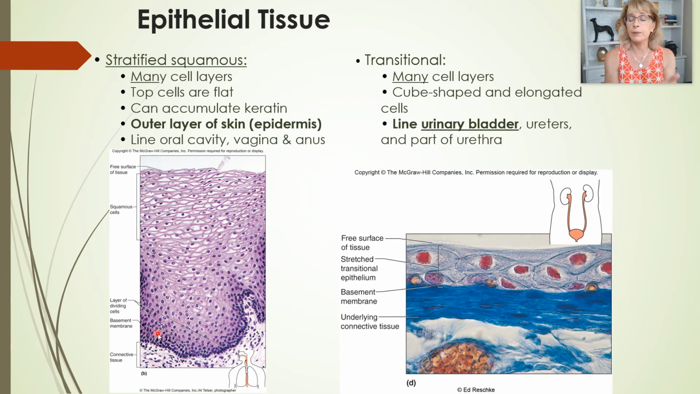Stratified squamous epithelium is really difficult for anything to diffuse across because there are just so many layers, and they're mostly filled, at least in your skin, with this protein called keratin that makes the skin relatively waterproof.